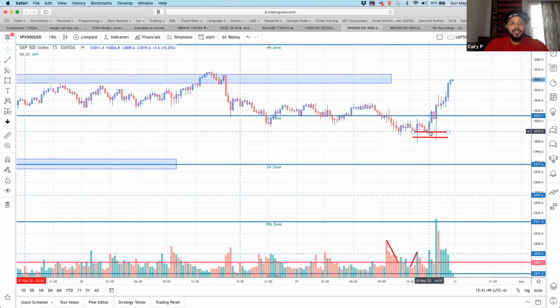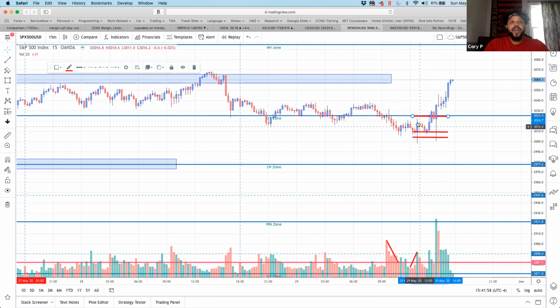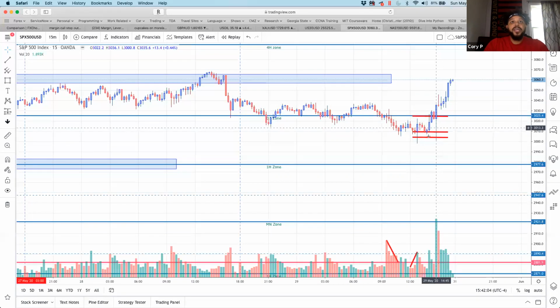Third way to enter this is you enter at the break of the candle, or the break of a zone that's near there. And you would have gotten in a good trade on any one of these entries. I look for my entries like this more so than I do here, because I like to try to get all the pips I can.